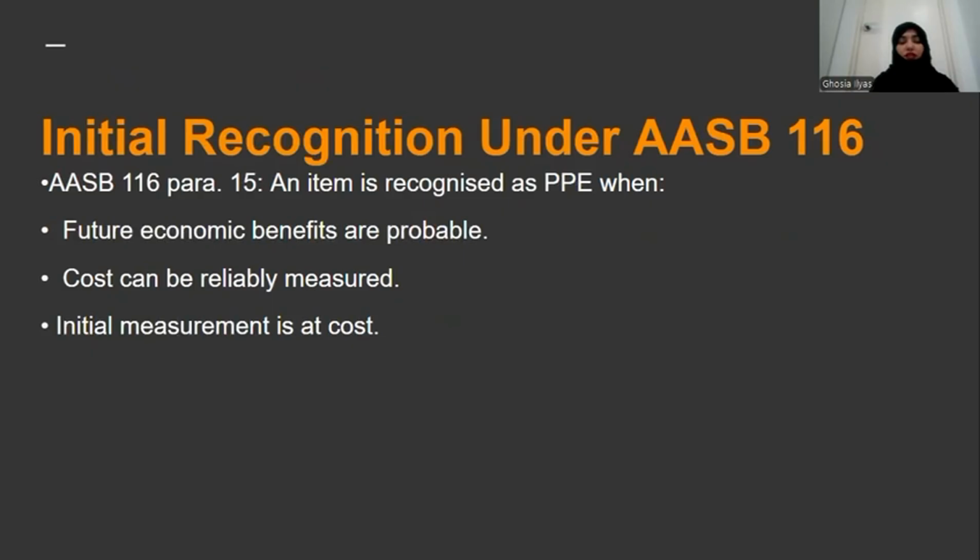AASB 116 states that an item can be recognized as property, plant, and equipment only when two conditions are satisfied. The first one, the company must expect the asset to provide future economic benefit. In this case, the wind turbine will generate electricity and revenue. The second one, the cost of the asset can be measured reliably, and since the turbine was purchased for a known amount, this condition is also met.